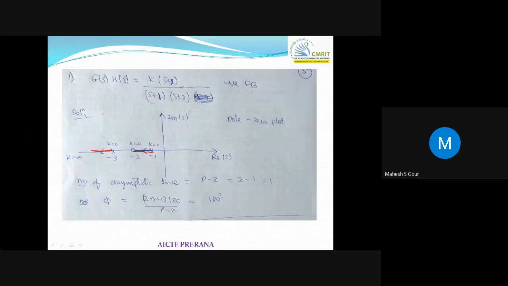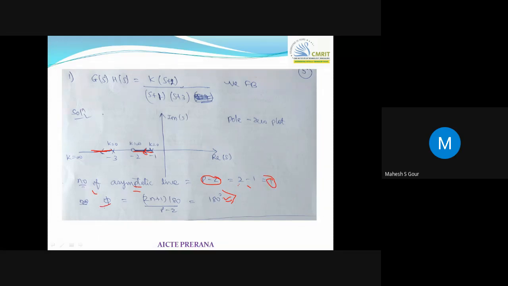Now from here, how should the root locus proceed? This one is through, right? It started from a pole and terminated at a zero. But here it is starting at a pole, but where it should go, it doesn't know, right? So there comes the asymptotic line, at what angle it should go. This line will meet the root locus at infinity, right? So how many asymptotic lines are there? That is p minus z. So p minus z is 2 minus 1 is equal to 1, right?